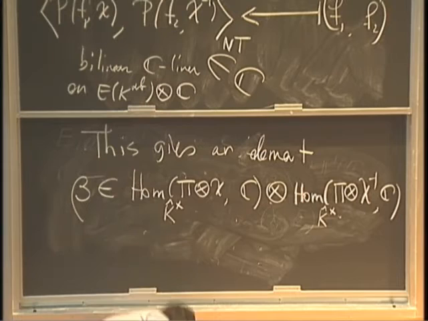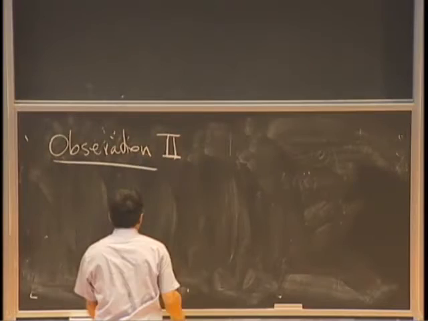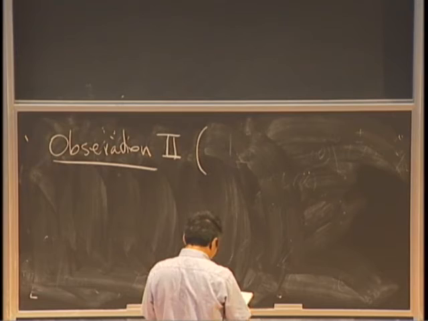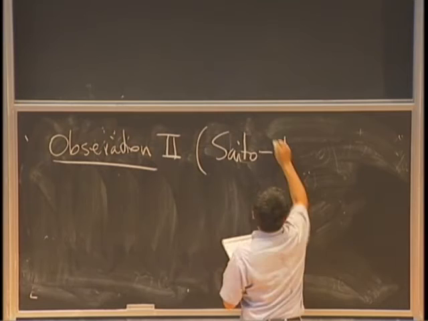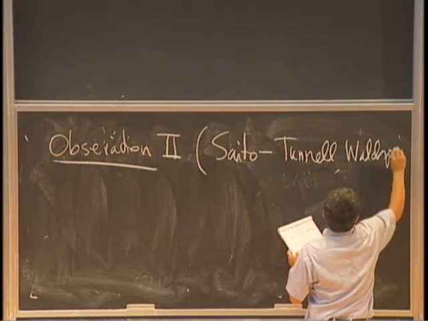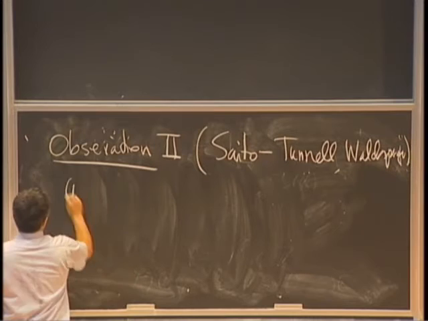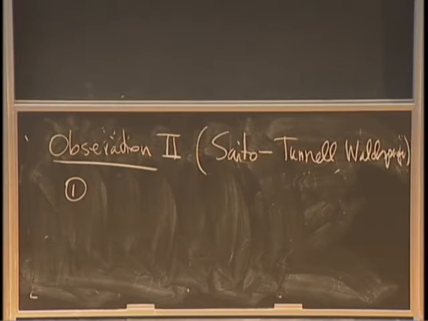The second one is very interesting: this space happens to be a very small space. So the observation two, I should not call it an observation, it's really a bigger theorem, because the first one is completely trivial. The second one is by Saito, Tunnell and Waldspurger. There are two parts. The first part is that this space actually has dimension at most one.